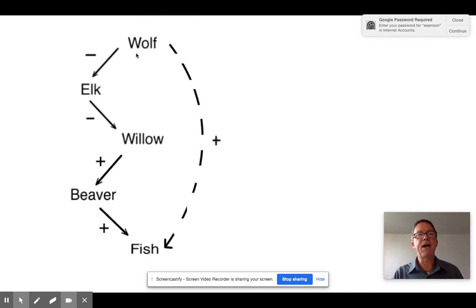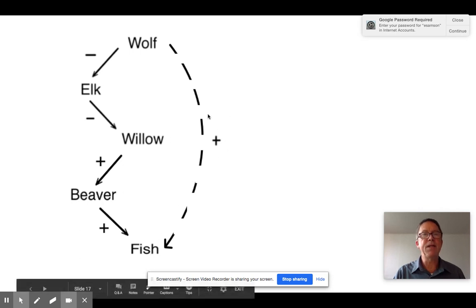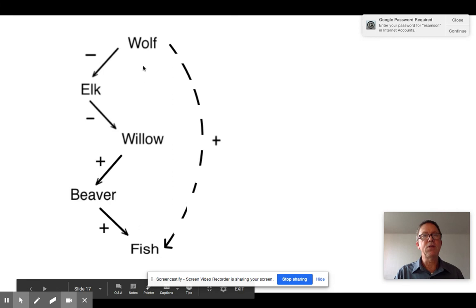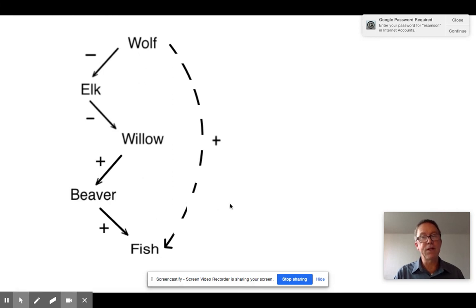First of all, let's just say that the wolf has an indirect effect on fish that is positive, meaning more wolves are going to produce more fish in this ecosystem. Why? Because more wolves means less elk means more willows means more beavers means more fish. So therefore, more wolves, more fish. That's what we mean by a trophic cascade.